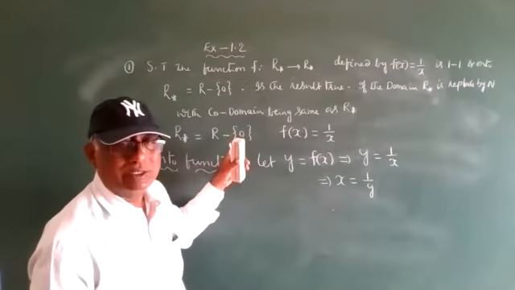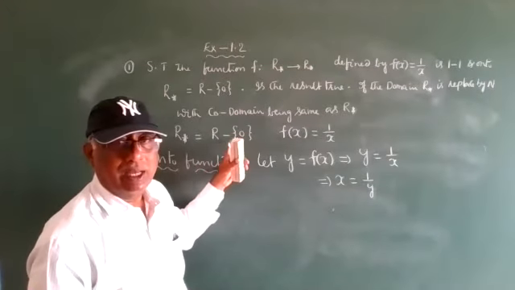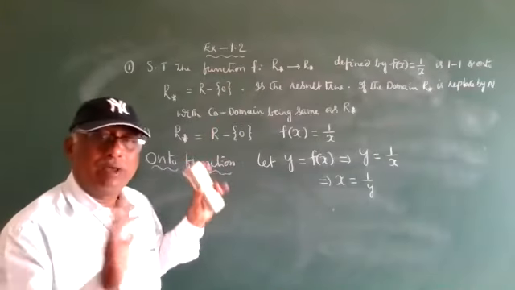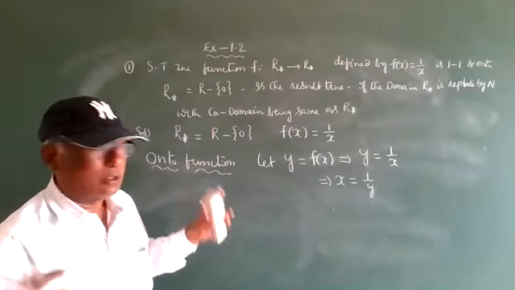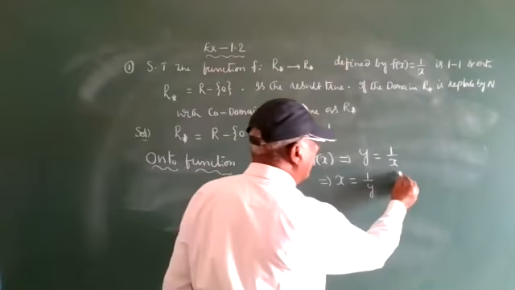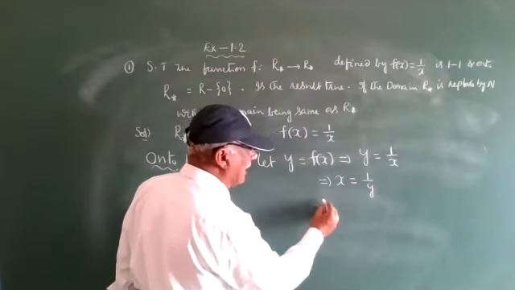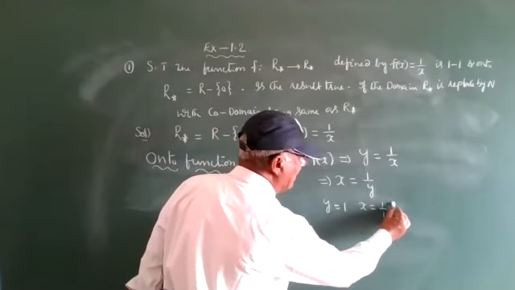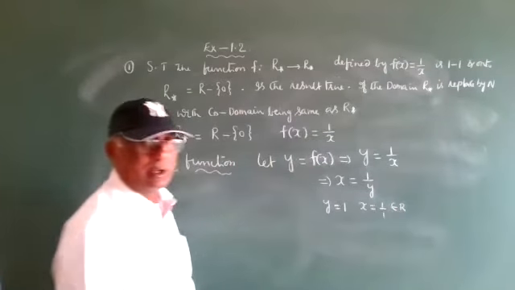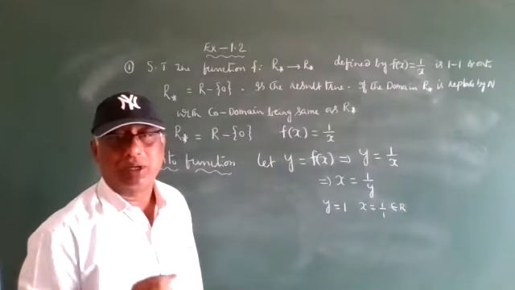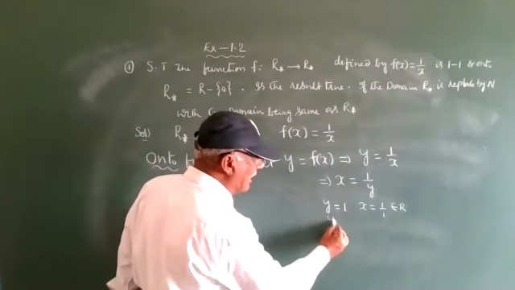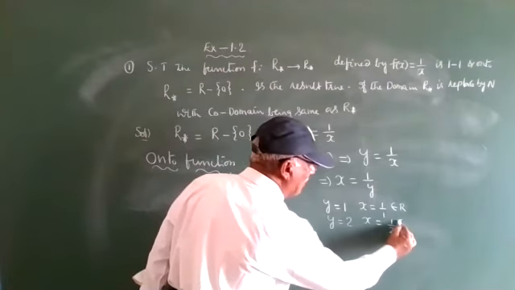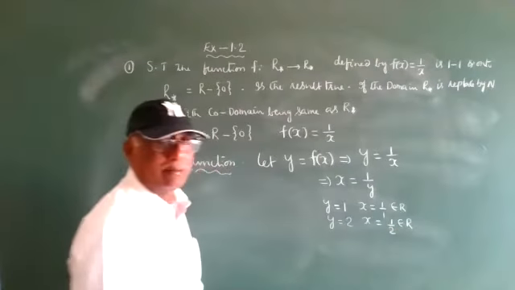What is the x value? See, R star, the set of reals other than 0. The y value is also R star, other than 0. If I substitute y is equal to 1, then x is also 1 by 1, which is 1. It is a real number, x is a real number. So y is equal to 2, x is equal to 1 by 2. 1 by 2 is a rational number, and it is also a real number.